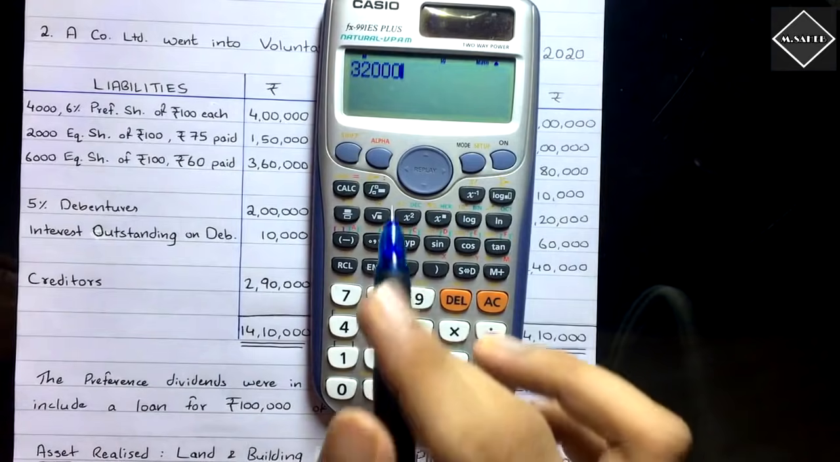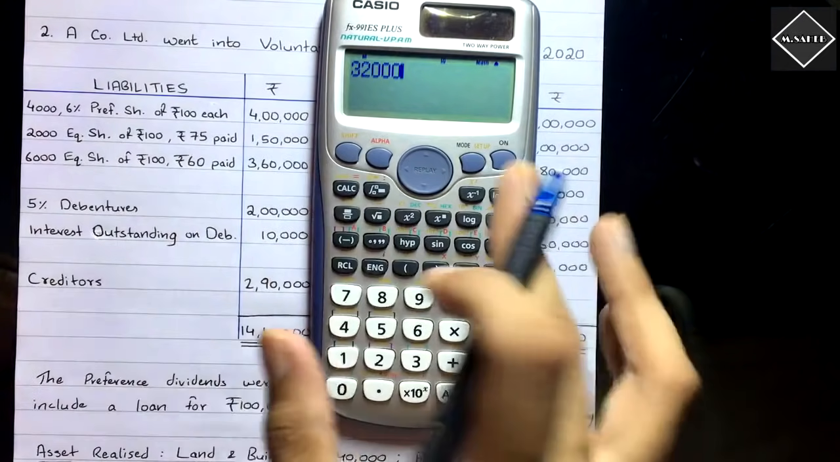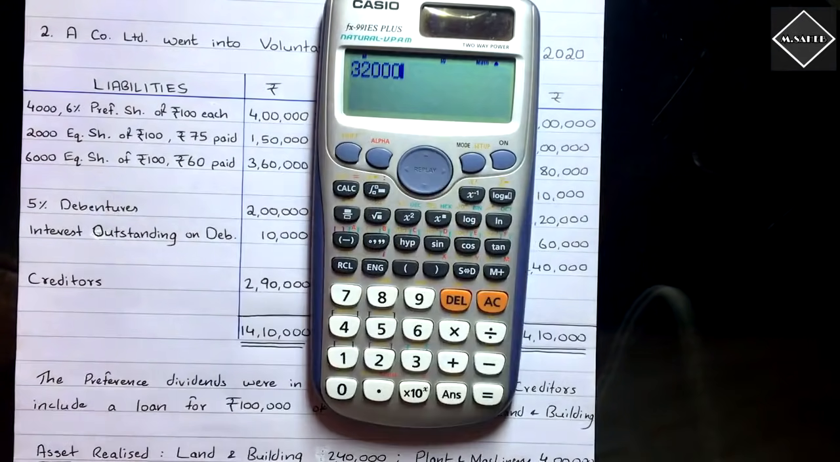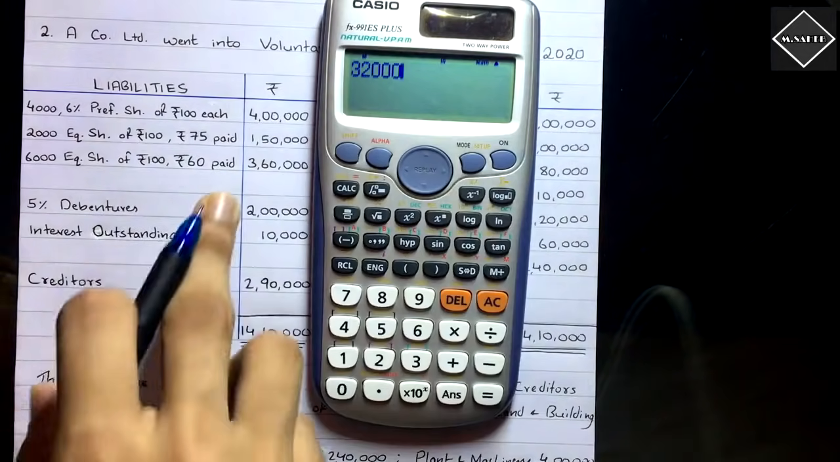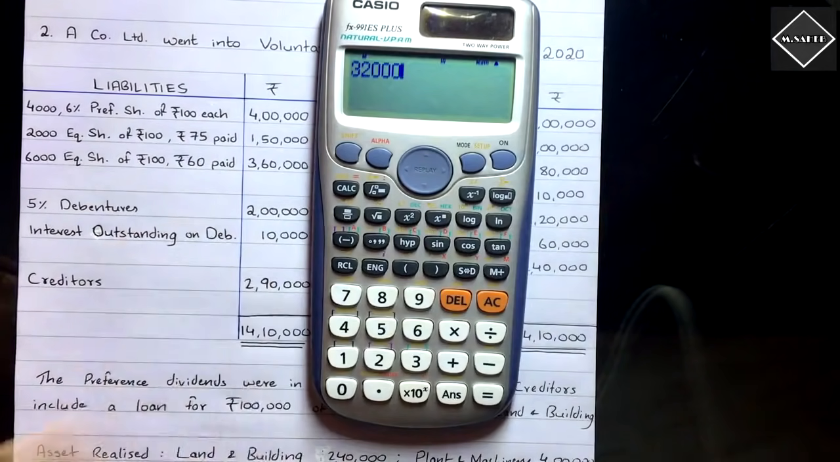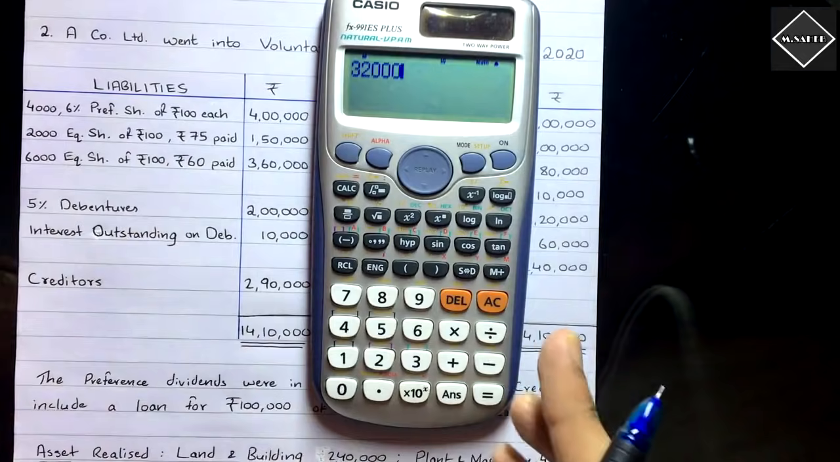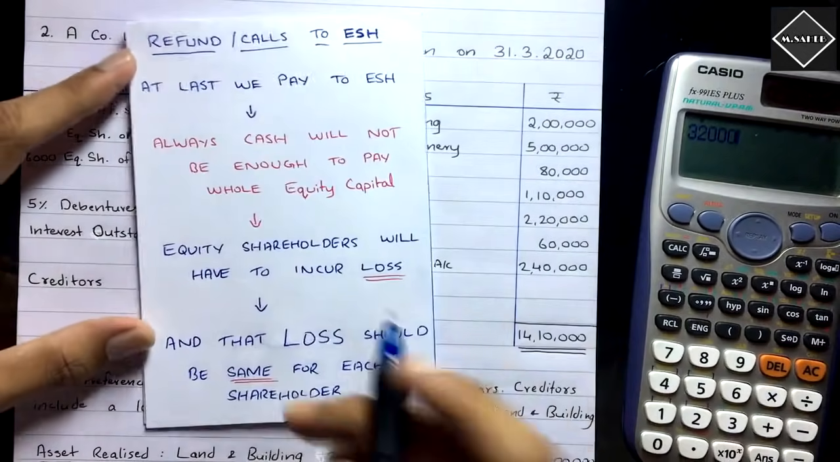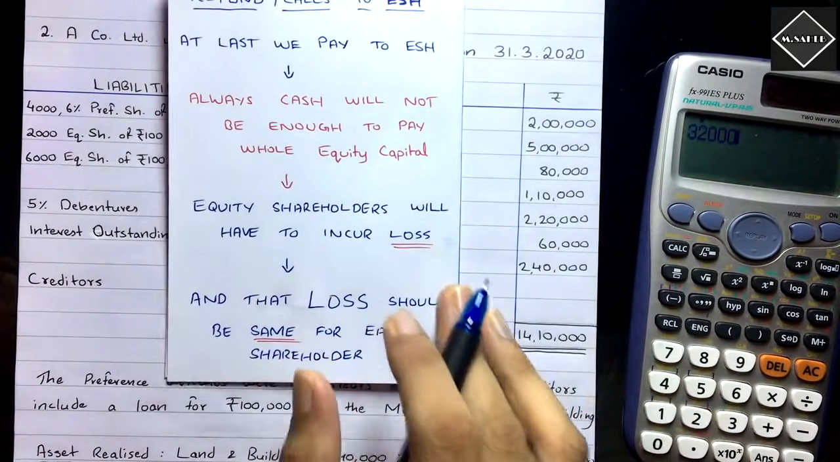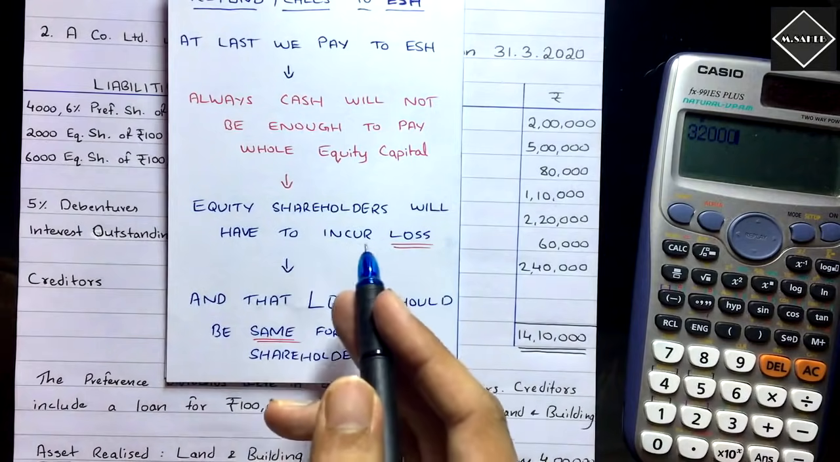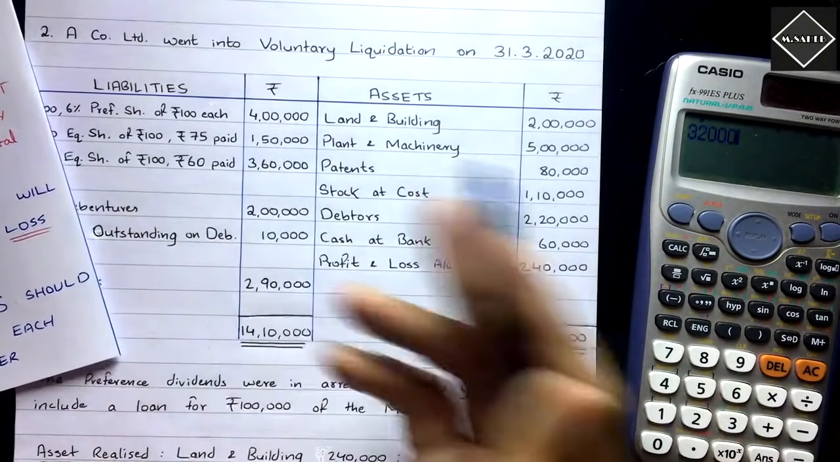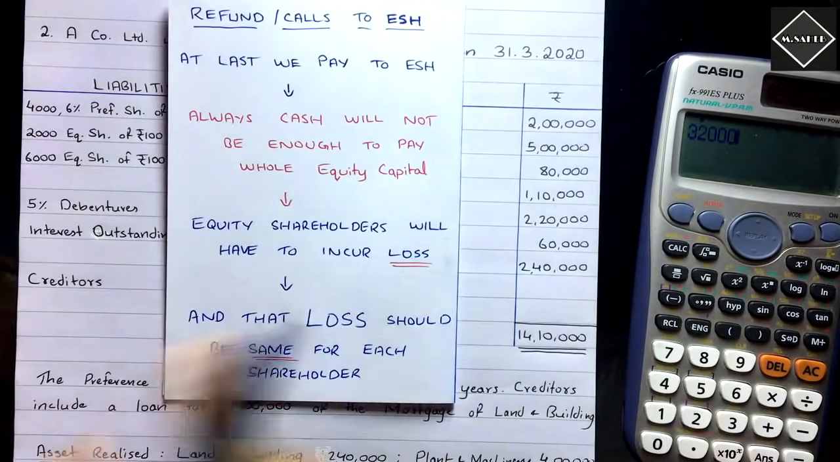After deducting all the payments from receipts, right? Receipt minus payment, we found out that we are only left with 32,000. So can we make the payment of the entire capital? No, we can't. We can't pay the entire equity share capital. So then it's obvious that equity shareholders will lose their money, isn't it? Of course they will lose their money. If they are not getting their whole capital back, then of course they are going to lose their money.